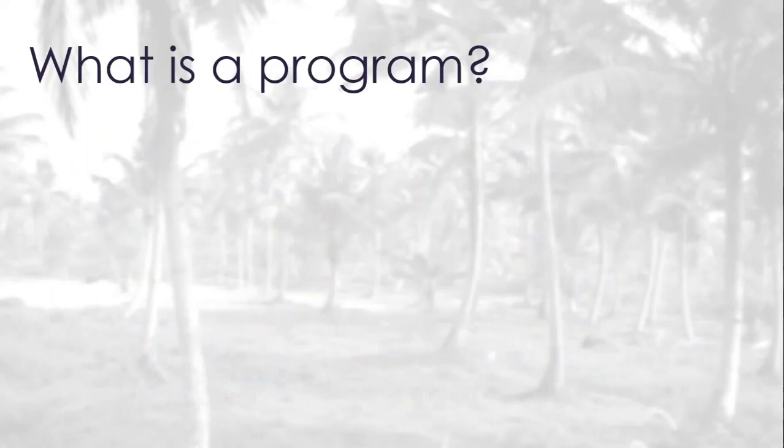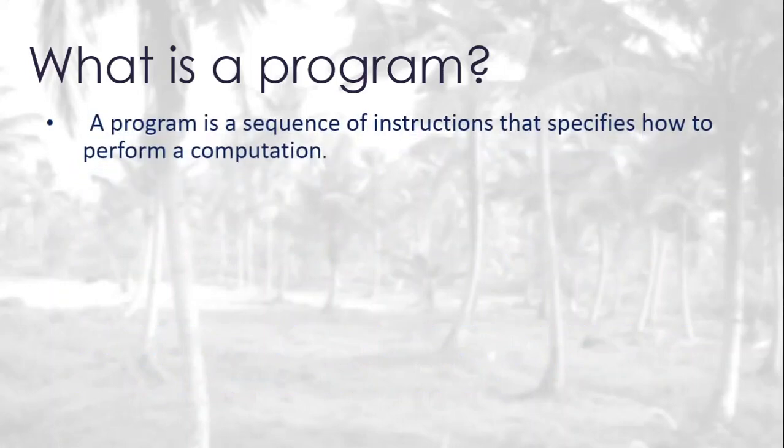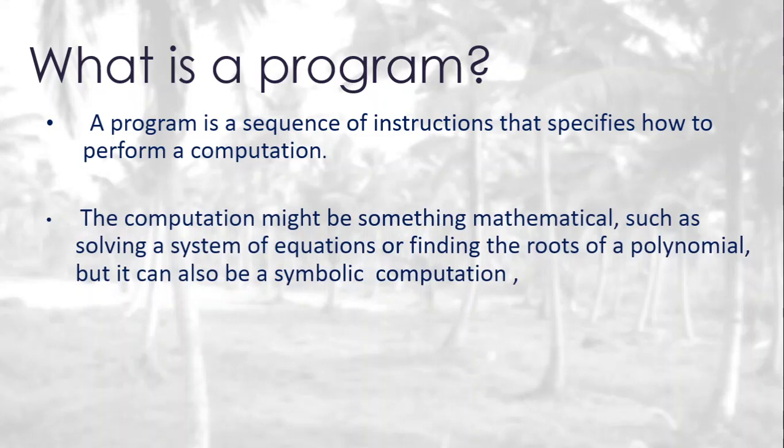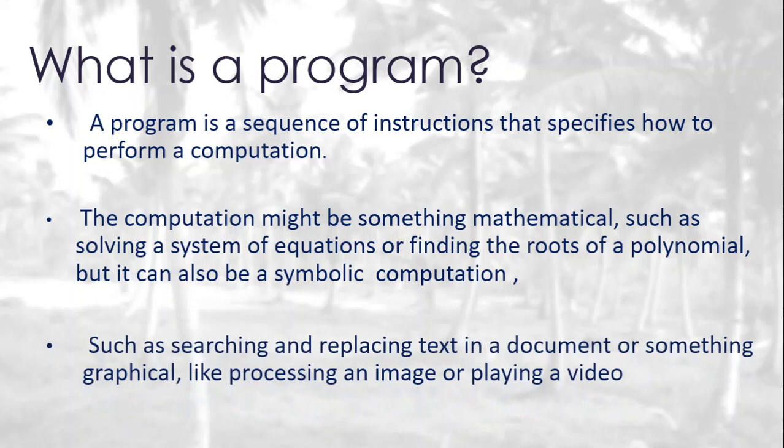What is a program? A computer program is a sequence or set of instructions in a programming language for a computer to execute. The computation might be something mathematical, such as solving a system of equations or finding the roots of a polynomial. But it can also be a symbolic computation, such as searching and replacing text in a document, or something graphical, like processing an image or playing a video.